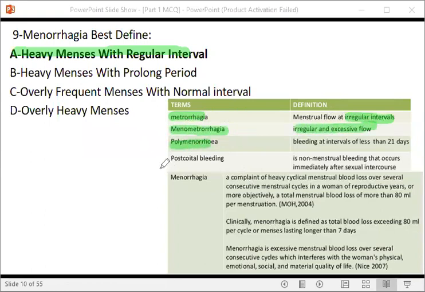Post-coital bleeding is non-menstruating, non-cyclic bleeding that occurs immediately after sexual intercourse, and this is its most important sign. Menorrhagia, as the exam mentioned, is a complaint of heavy cyclical menstrual blood flow over several consecutive menstrual cycles in a woman of reproductive years or more.